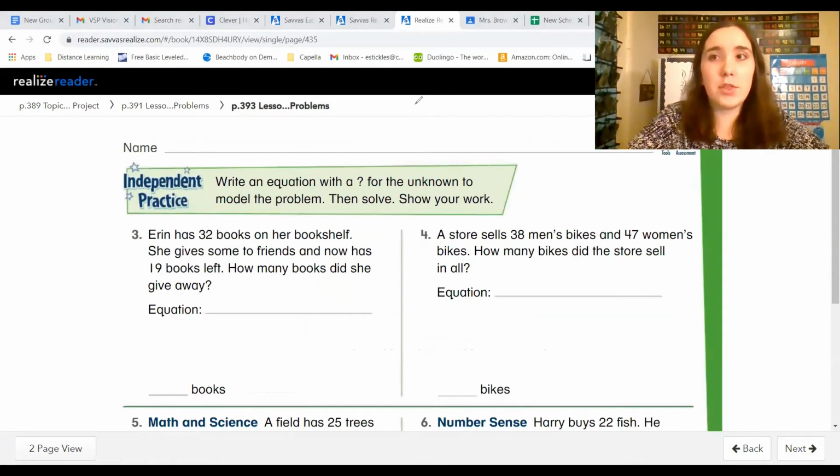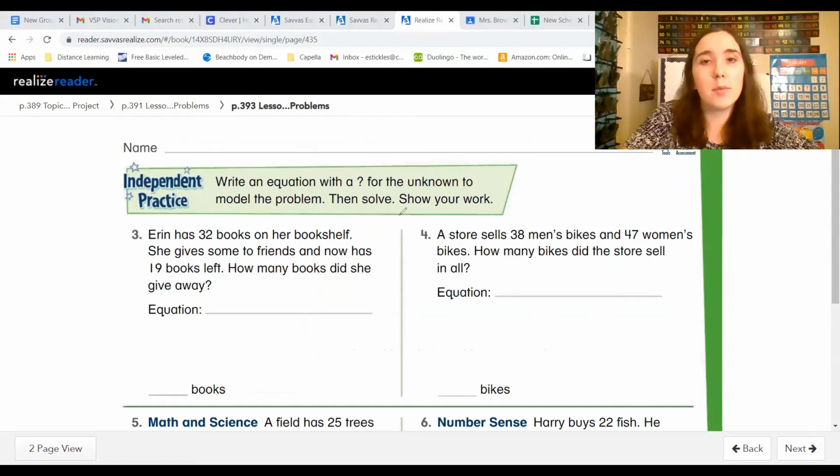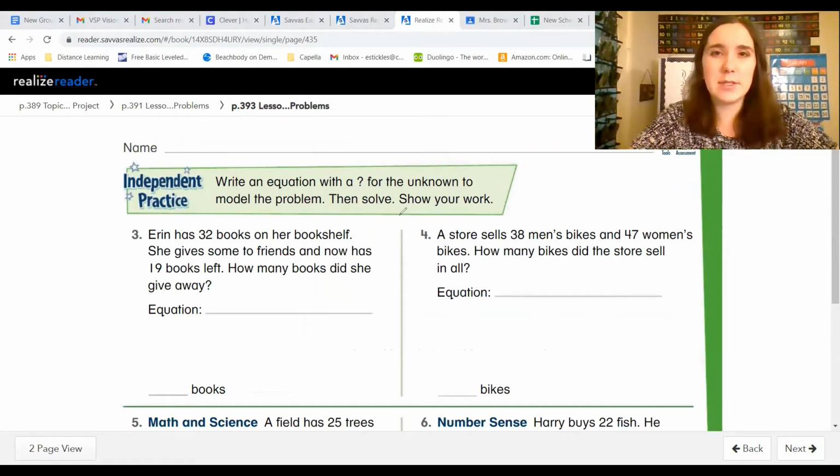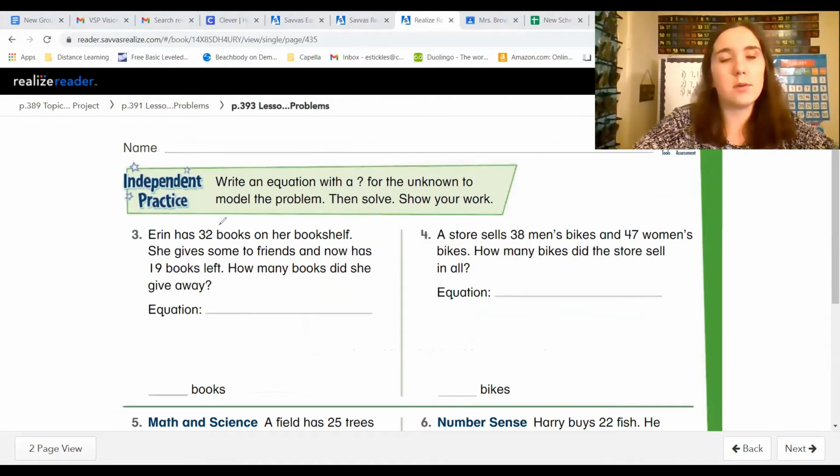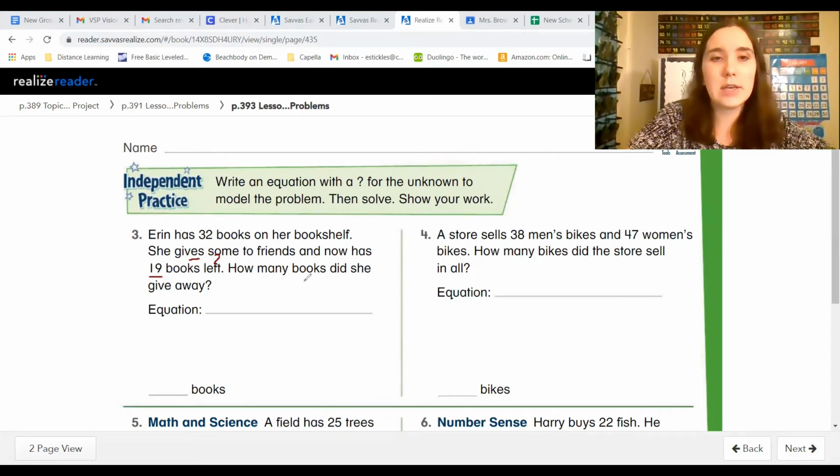Okay, we're going to do number 3 together, but let's read our directions up here first. Write an equation with a question mark for the unknown to model the problem, then solve, show your work. So it's the same as that first page. So number 3 says Erin has 32 books on her bookshelf. So that's her starting number. She gives, so gives would be subtracts, some, we don't know how many, I'm going to put a little question mark. So minus some to a friend and now has 19 books left. So that's going to be our total that she has now. How many books did she give away?